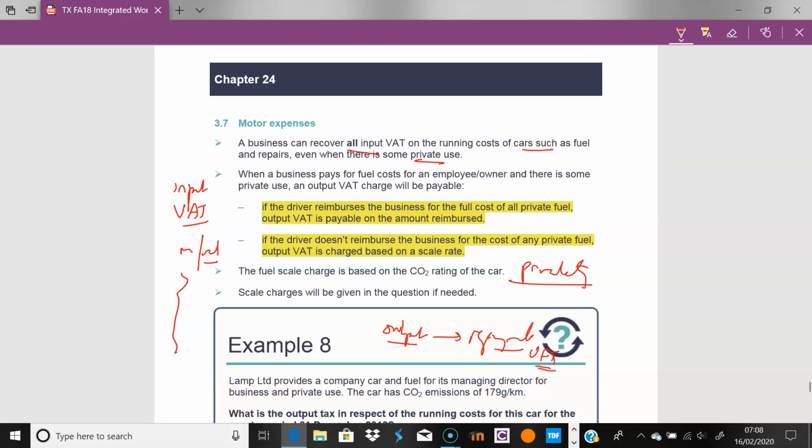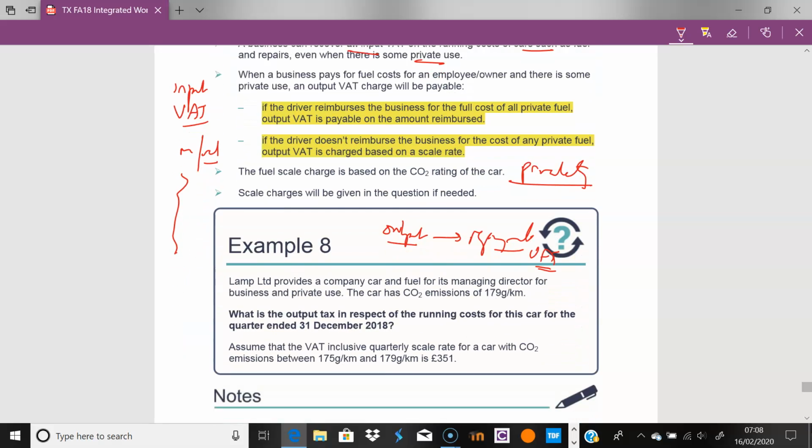Right, and so they give you these scales, but they'll give you them very clearly in the exam. So it says here, especially when there is private use. The key point is, if the driver reimburses the business for the full cost of private fuel, then we're very clear on what the amount of VAT to reimburse is, because we know clearly what the amount is, and then we just return that to HMRC. But if the driver doesn't, then we have a scale.